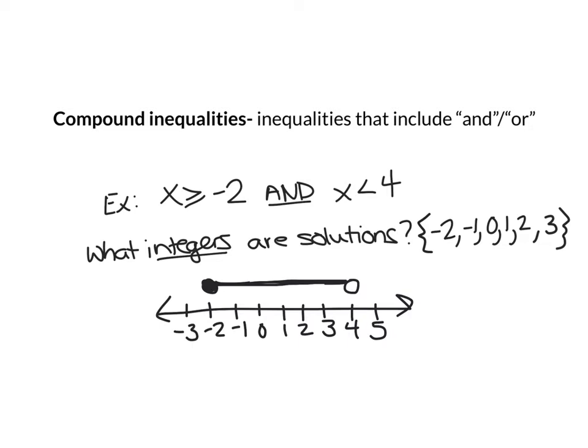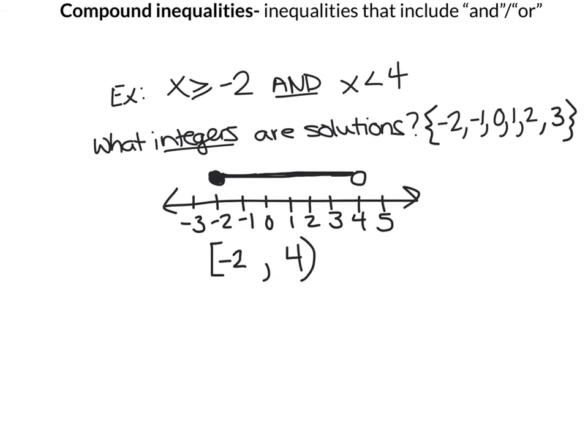We could also use interval notation for this. I have my smallest value being -2, and I'm going to use a bracket because that circle's bubbled in. It's including -2. And my largest value is 4, but this does not include 4, so I'm going to use a parenthesis. So we can still use our number lines and our interval notation for this.